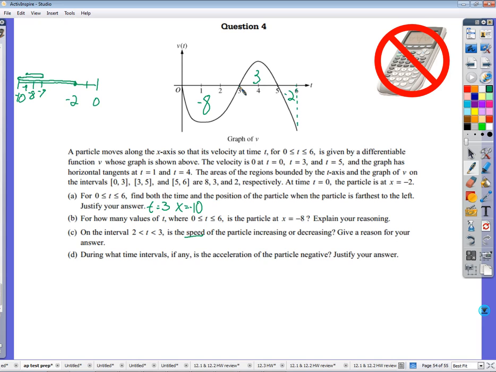During what time intervals, if any, is the acceleration of the particle negative? So where is the acceleration negative for this particle? From 0 to 1. From 0 to 1, because there we have a zero slope, which means the acceleration is 0. It's not going faster, it's not going slower. But all along here we have negative slopes, which are interpreted as negative accelerations. So the negative accelerations are from 0 to 1 and from 4 to 6.